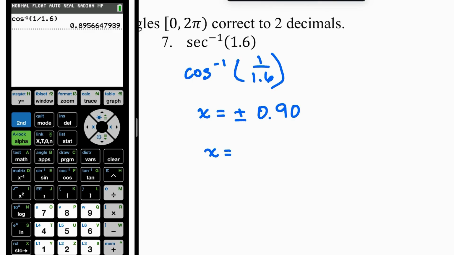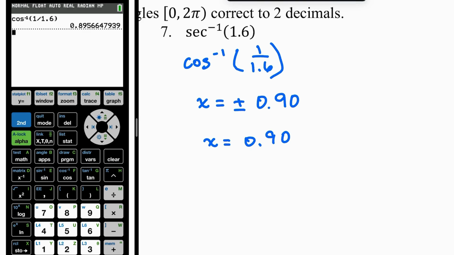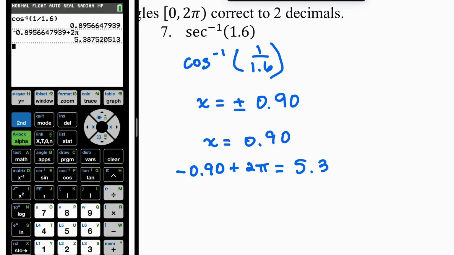So one of those answers is 0.9, which is between 0 and 2 pi. And let's just make sure I don't make the mistake again. I'm going to do negative. I'm going to copy and paste this and add 2 pi to that. And I'm also going to write down the work that I did. I'm going to do negative 0.9 plus 2 pi, which I'm writing down the rounded value, but in the calculator I'm using the copy paste version of it and get 5.39. And those are our 2 angles.